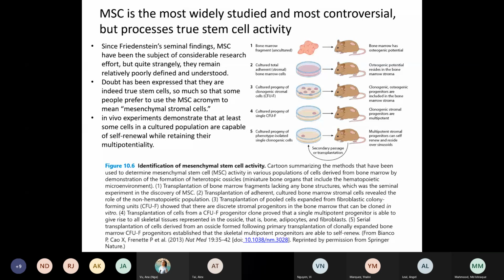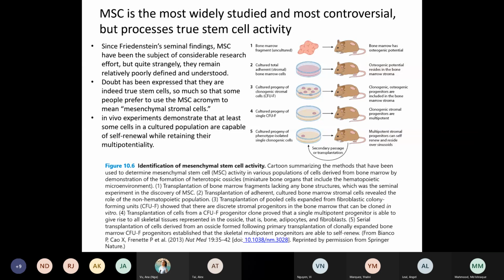Now, the conclusion is even more precise. They say it's clonogenic stromal progenitors that are multipotent, that can give rise to bone and perhaps other tissues as well. And eventually, I think that's the most important step in stem cell research, to prove it is indeed stem cells that are responsible for this differentiation in this animal experiment.